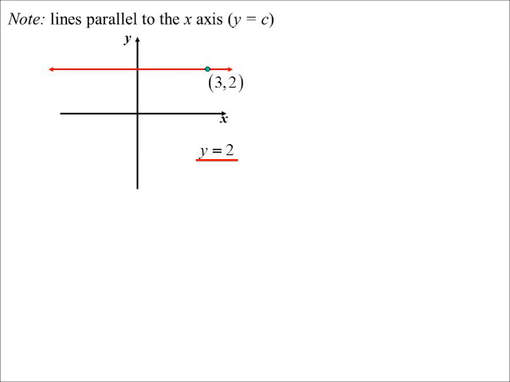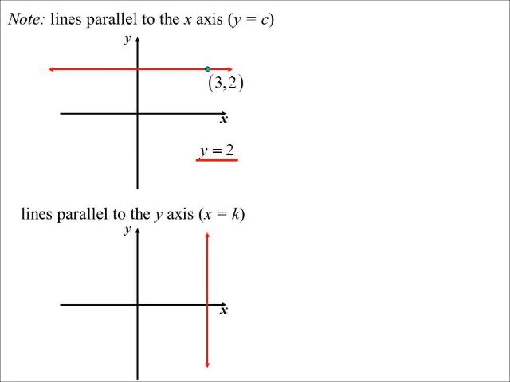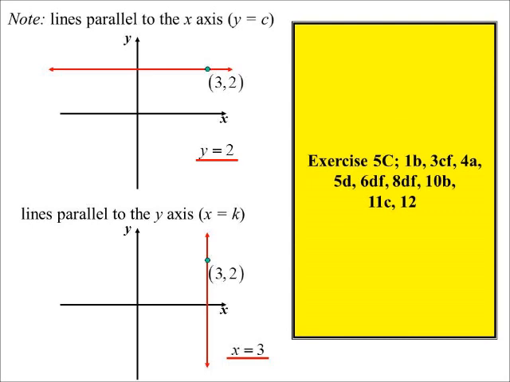And of course, we could also have ones parallel to the y-axis. x = a constant. So let's use the same point, (3, 2). So this one would be x = 3.